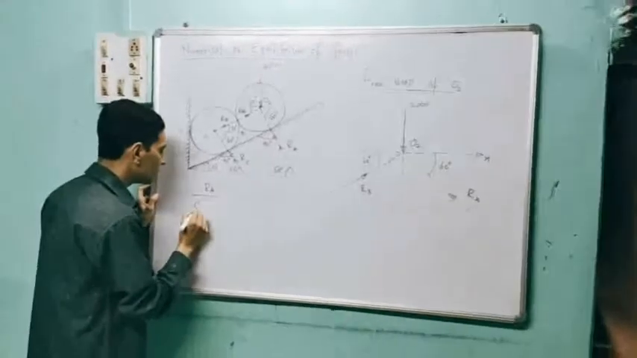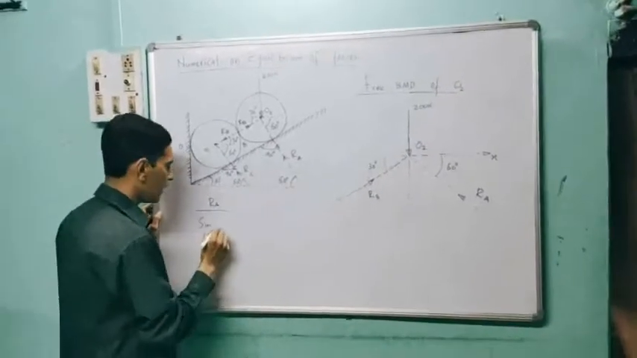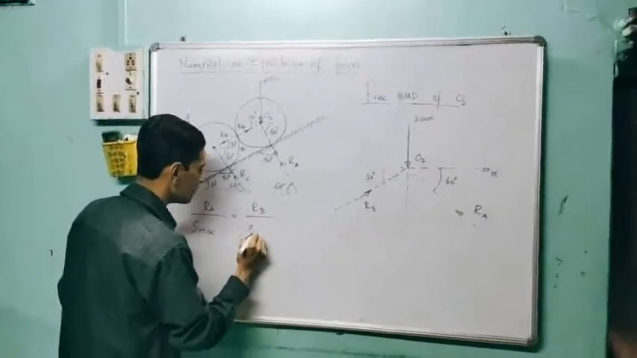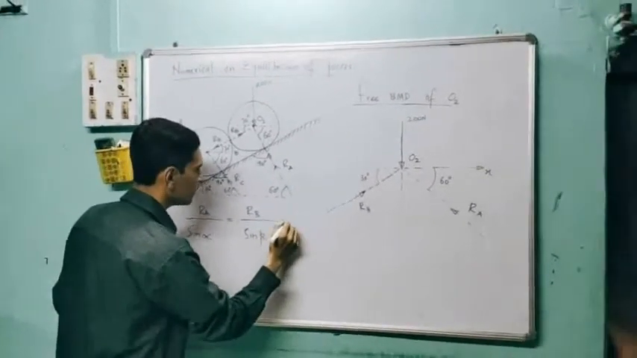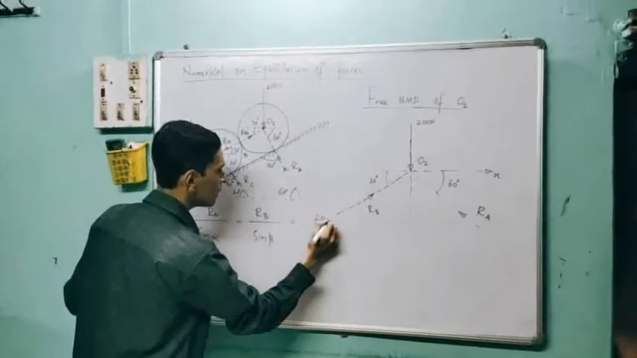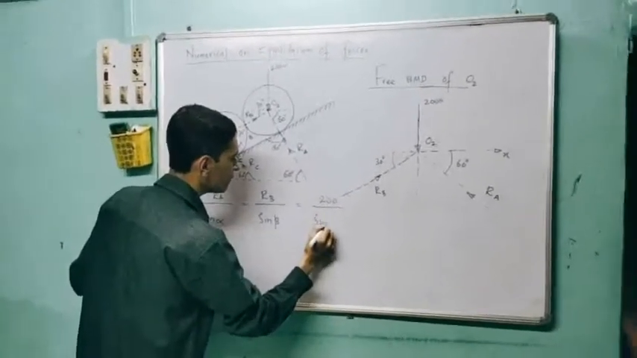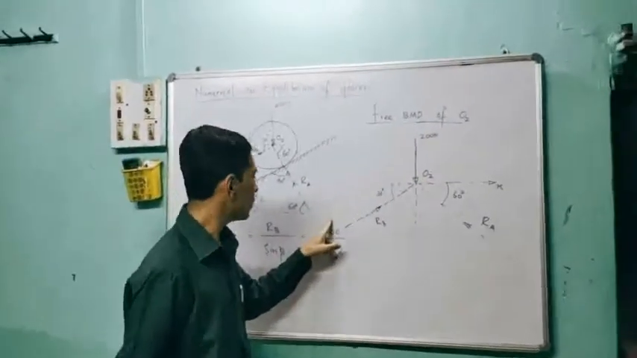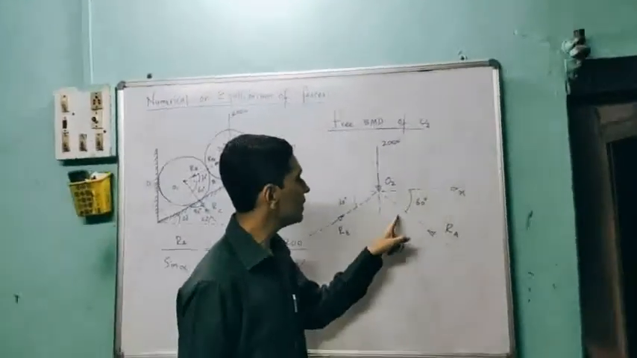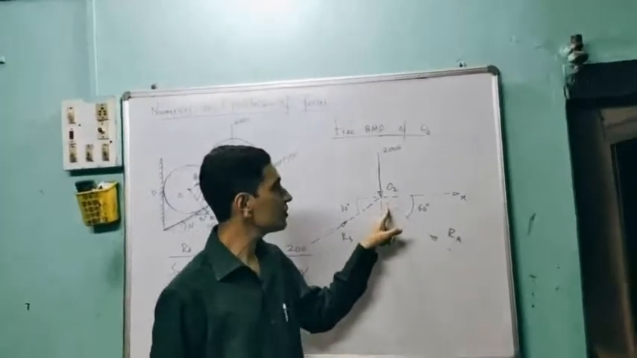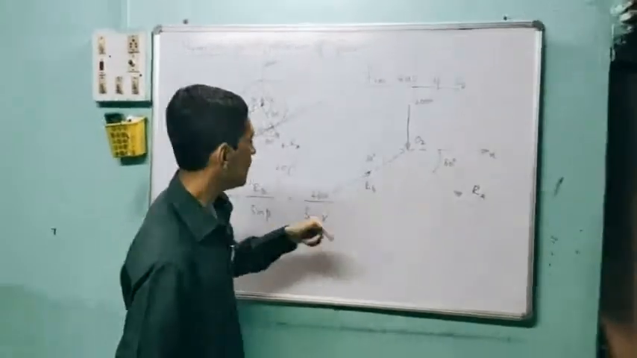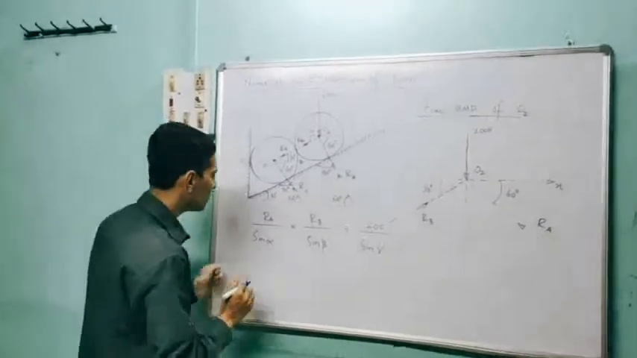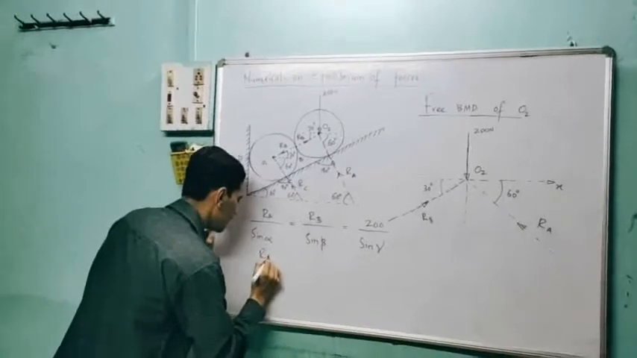RA divided by sine of alpha is equal to RB divided by sine of beta is equal to 200 divided by sine of gamma. Here RA, RB and 200 are the three forces where the line of action of all these three forces meet at one common point, and their opposite angles are alpha, beta and gamma. Now let us measure these angles, alpha, beta and gamma.